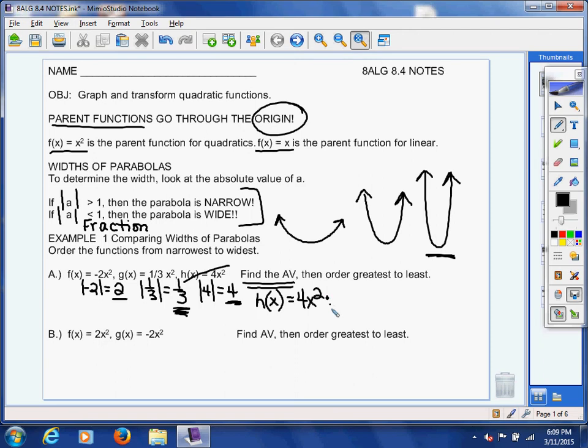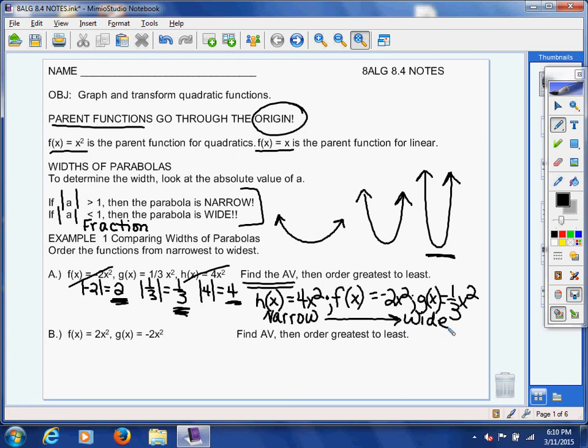Okay, so of the 2 numbers, 2 or 1/3, which one's bigger? Hopefully you said 2. And we're going to put that next equation up. F of x is equal to -2x squared. That's narrow, not as narrow as 4x squared, but is still narrow. And then your widest is going to be the g of x. That's equal to 1/3 x squared. Okay, so this is most narrow on up to, we're getting wider.